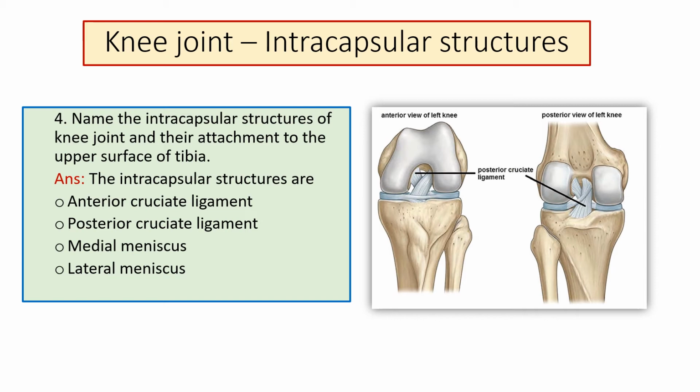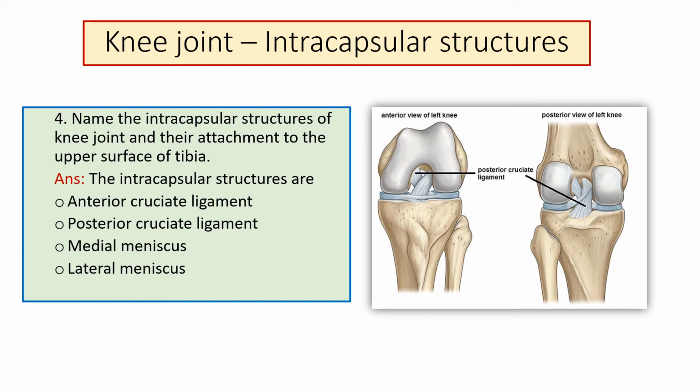where it was asked to mention the intracapsular structures of knee joint that are attached to the upper surface of tibia. Now let us see, the intracapsular structures that are attached to the upper surface of tibia are the two cruciate ligaments and the two menisci.